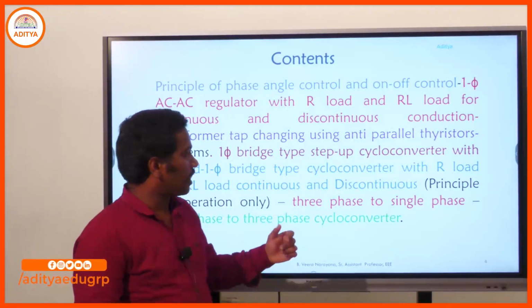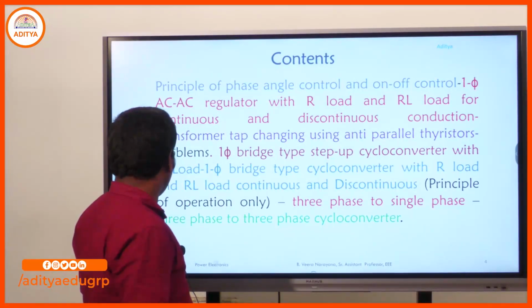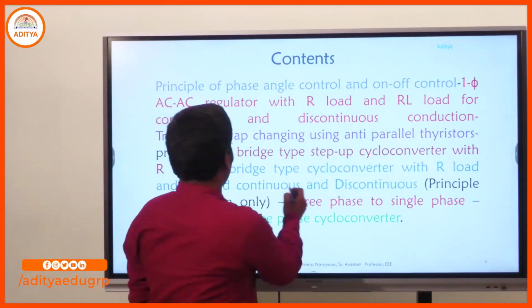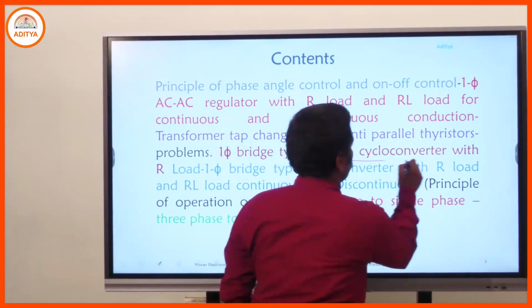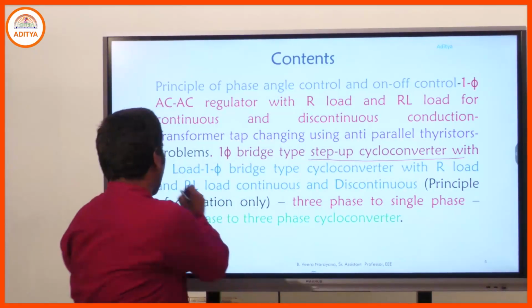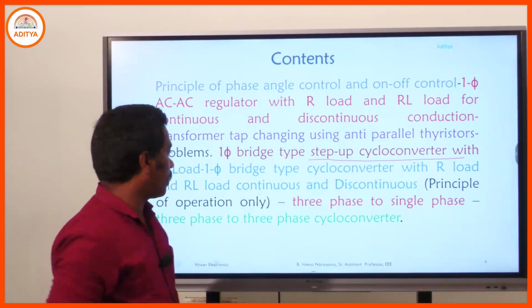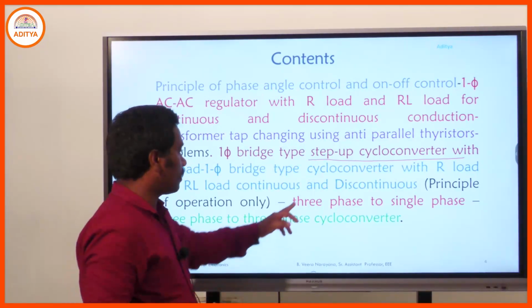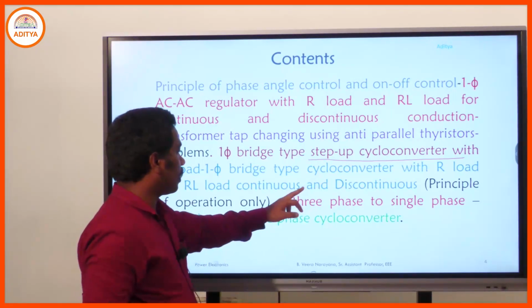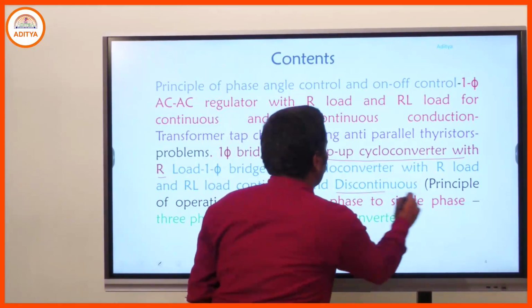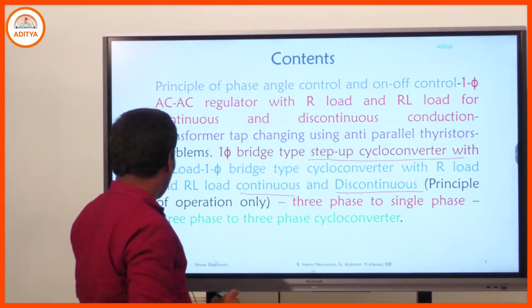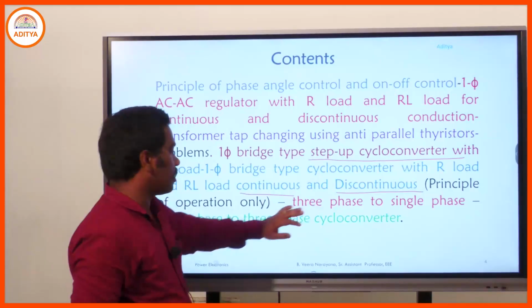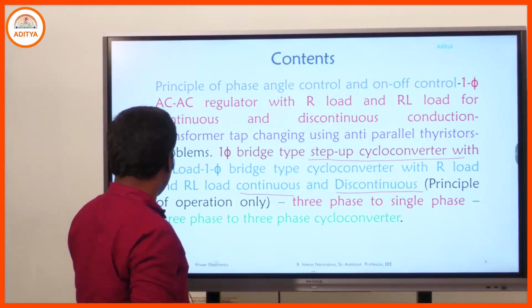And the contents of the cycloconverter, here you have step-up cycloconverter with R load and step-down cycloconverter with R and RL load. Under step-down with RL load, we are discussing both continuous conduction mode and discontinuous conduction mode. Later we concentrate on 3-phase to single phase and 3-phase to 3-phase cycloconverters.